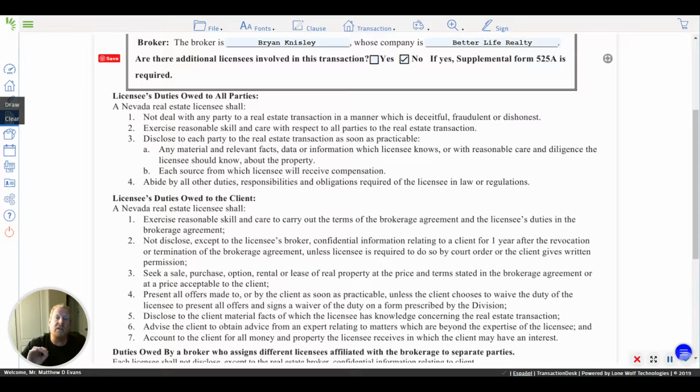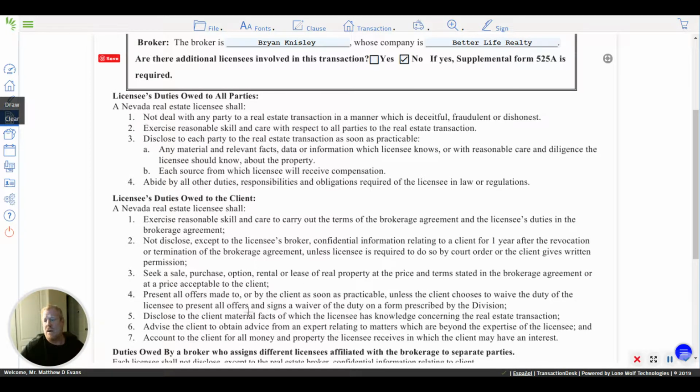As my duties owed to my client, I'm going to exercise reasonable skill and care and carry out the terms of the brokerage agreement and the licensee's duties in the brokerage agreement. I'm not going to disclose, except to my broker, any confidential information. That applies to a client for one year. I'm going to forget it before then anyway, so I don't think that's anything you have to worry about.